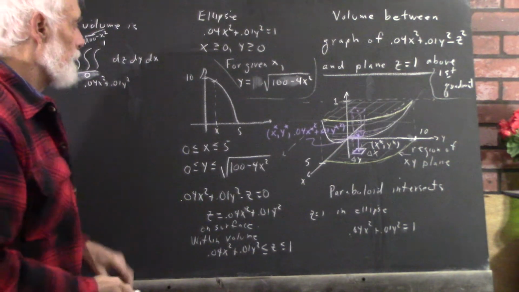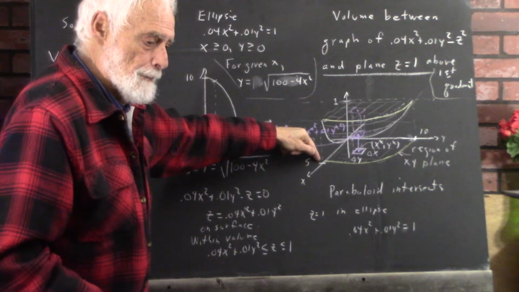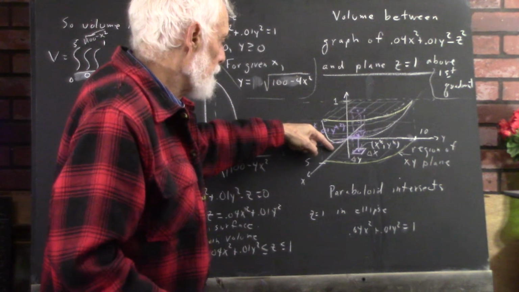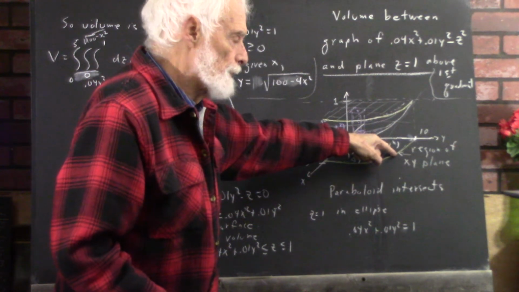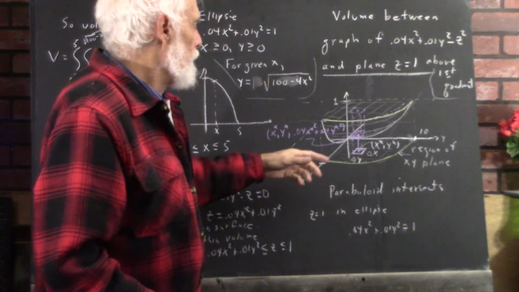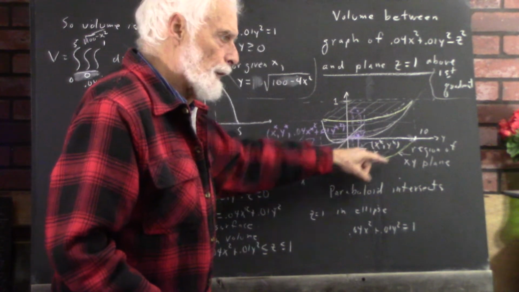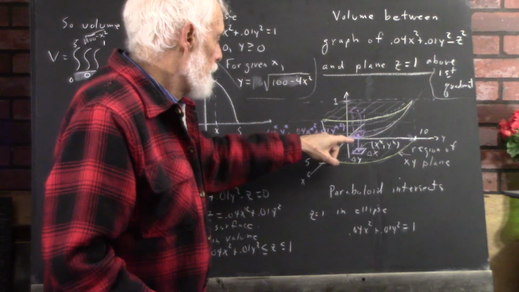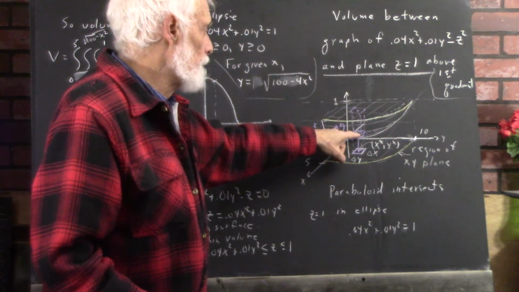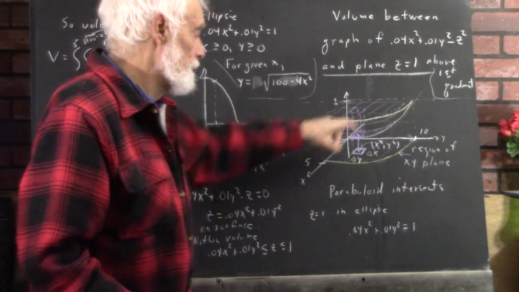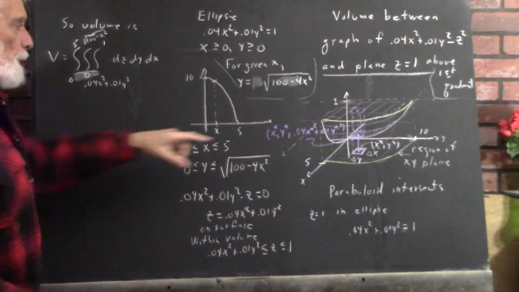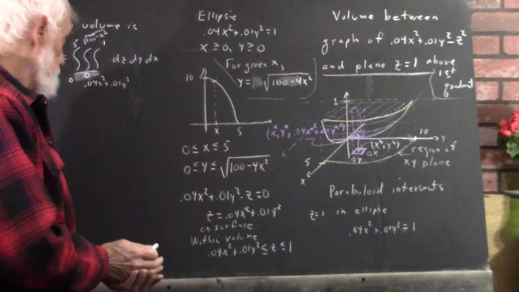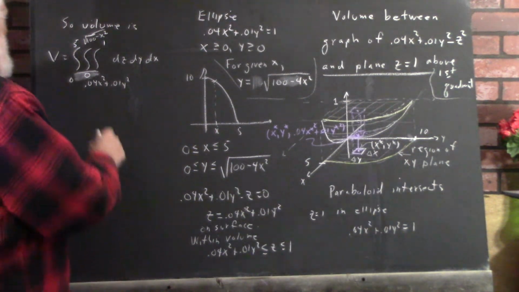Okay, so x goes from 0 to 5. Y goes, for any given x, from 0 to the square root of 100 minus x squared. Z, for any sample x and y, goes from 0.04x squared plus 0.01y squared up to 1. That's what the picture tells you, that's what the analysis tells you, and that's what the integral is going to give us. Now I'm not going to go through the integration.